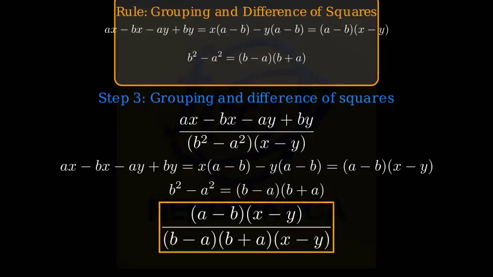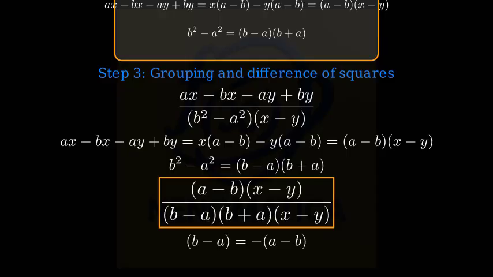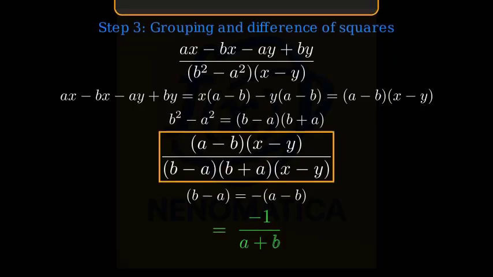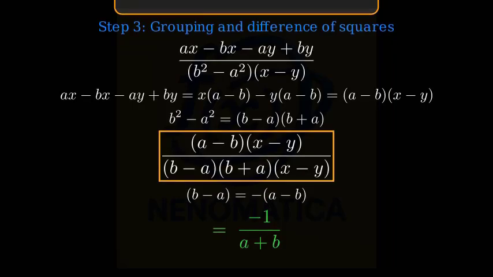Notice b minus a is the negative of a minus b. Replace b minus a with negative 1 times a minus b. The simplified result is negative 1 over a plus b. Restrictions: x not equal to y, and a not equal to plus or minus b.